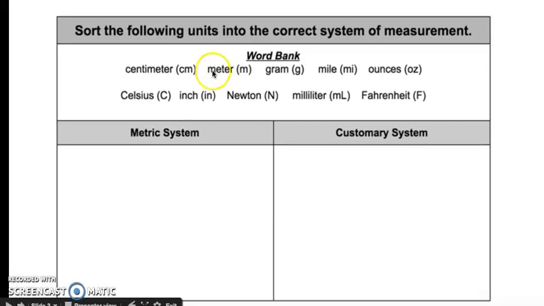Then you're going to look at all of the other units. I'm going to read them all and then you can press pause and press play when you're ready to go on. So the first one is meter. Where does meter go? Gram, mile, ounces, Celsius, inch, Newton, milliliter, Fahrenheit. Okay, where do all these units go? In metric or in customary? Press pause and press play when you're ready to go on.